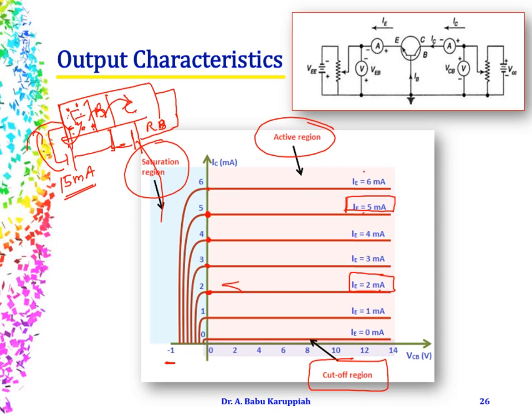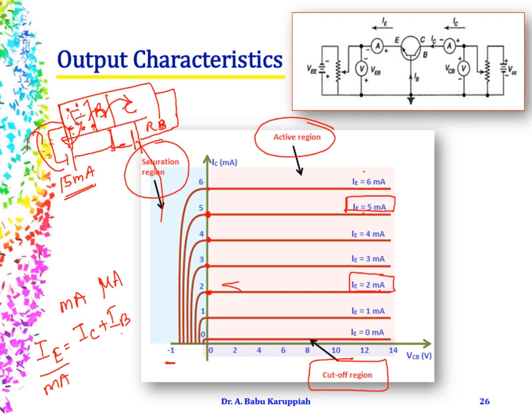So this is one way of understanding. The other way of understanding this concept is through this mathematical expression. We already understood the current components of a transistor, right? Because of majority carriers, IE is equal to IC plus IB. IE is usually measured in milliamperes, IC in milliamperes, and base current is measured in microamperes.